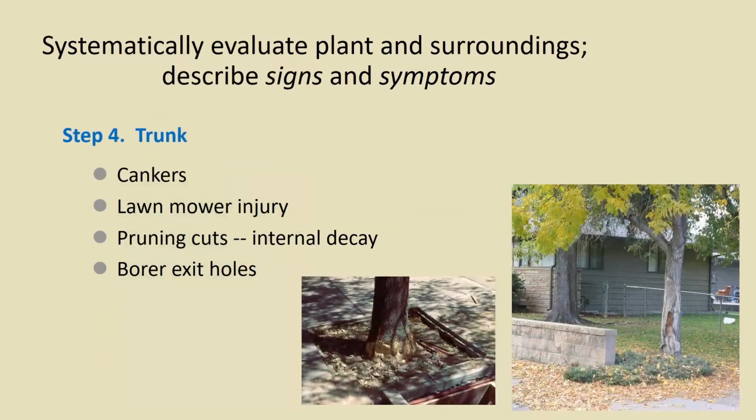If the plant you're diagnosing is a tree, step 4 will involve looking at the trunk. So you're going to be looking for the kinds of items that are listed on the slide. I also want to point out that when you're looking at the trunk, it should be fairly round, and if it's not, that could signify some kind of problem.